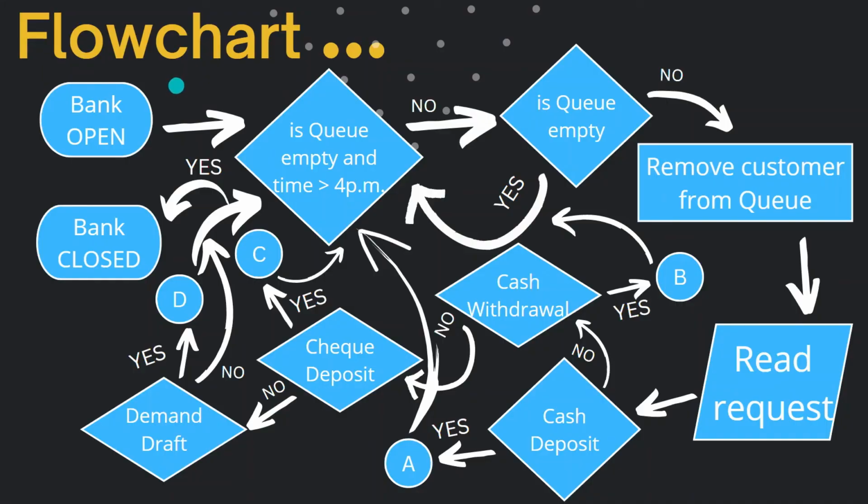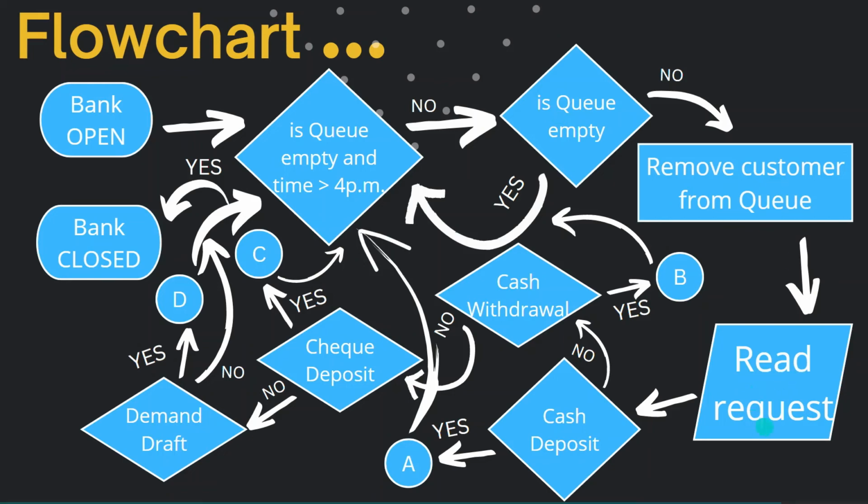This looks pretty complex, right? But believe me, it's not. First we open our bank, then we go for the decision making to check whether the queue is empty and time greater than 4 p.m. If it returns a yes, then we will close the bank. And if it's a no, then we go for checking if the queue is empty. If it's a yes, then we again return back to check the time. And if it's a no, we remove the customer from the queue.